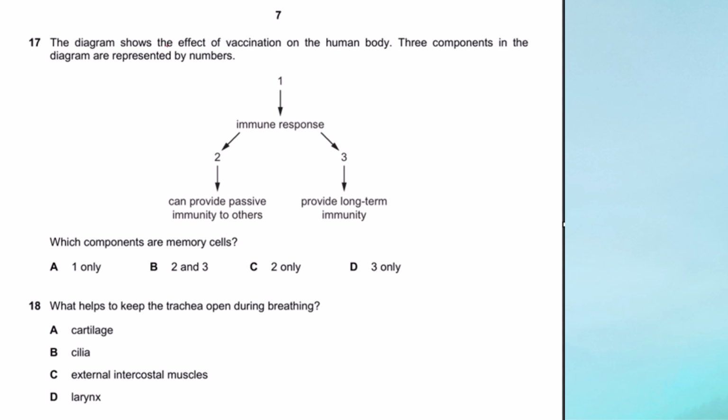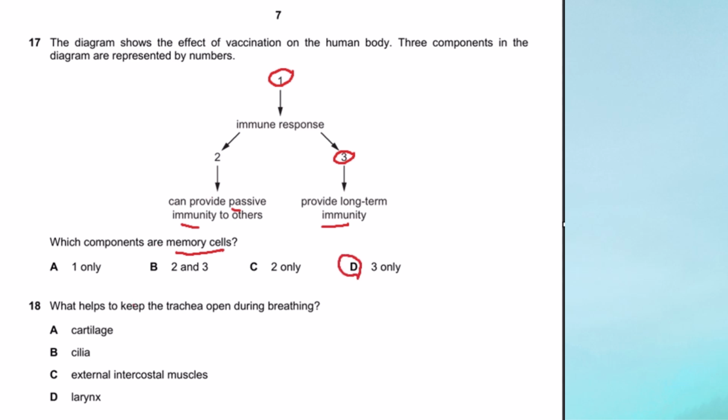So here we have a diagram that shows the effect of vaccination. So we have the vaccination here, one, and then we have the immune response here, and then we have something that provides long-term immunity and one that provides passive immunity. They ask which component is the memory cell. Well, the memory cell is here because the memory cells do this. They provide long-term immunity. So our answer here is D.